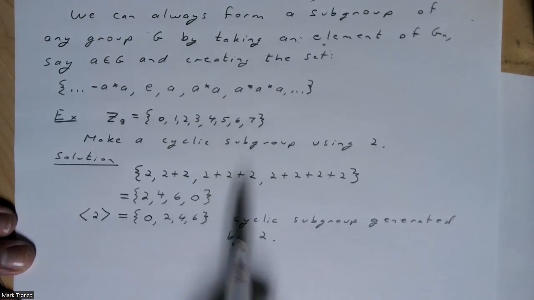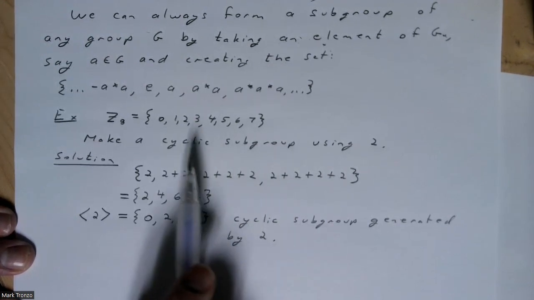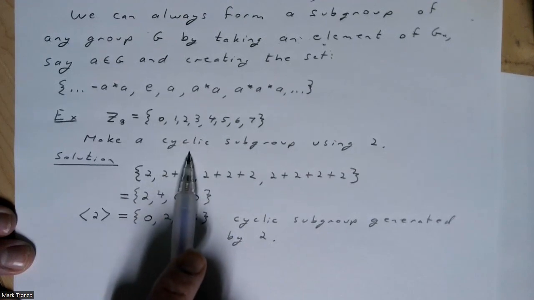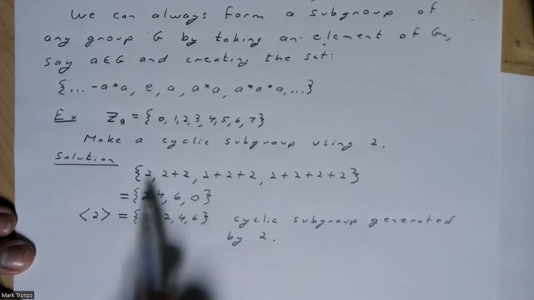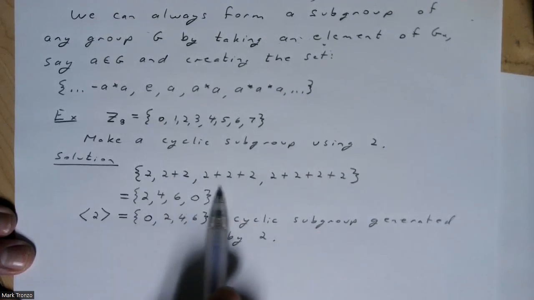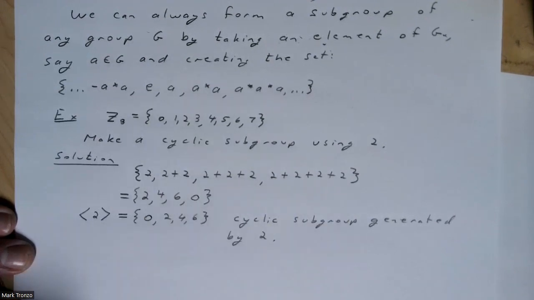Again, you're always going to get a subgroup if you take a member of a group and do this with whatever the binary operation is. You just keep repeatedly applying it.